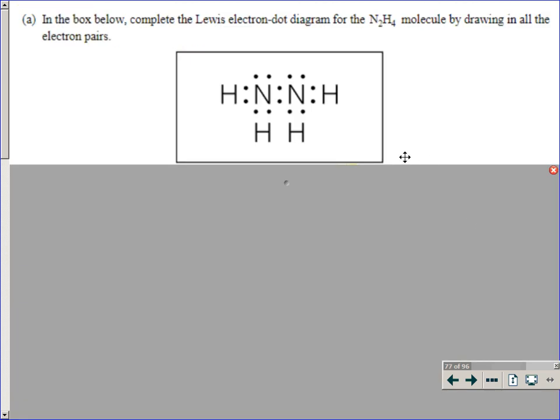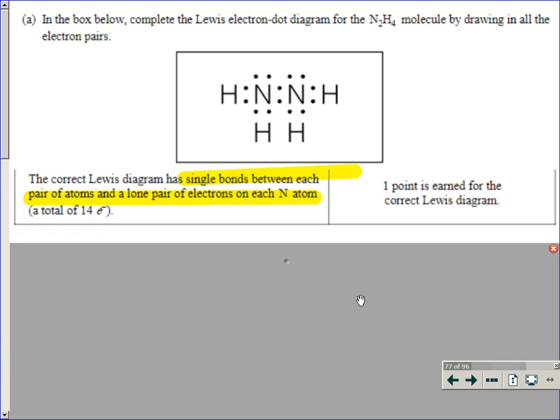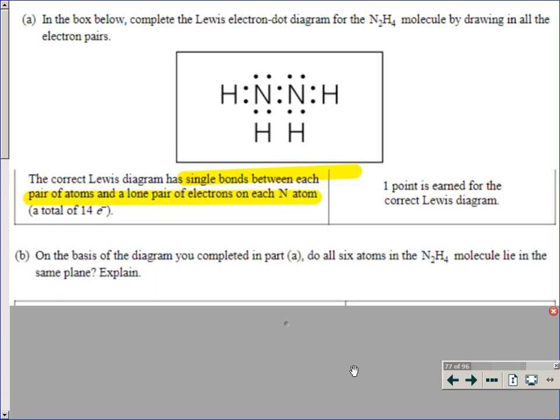Okay. So in the description of the answer keys, you'll notice everything's in dot form, but of course a line is totally appropriate. So everything is single bonded. Single bond between the N and H, single bond between the N and N, single bond between the H and N, and then of course the two hydrogens here. You have two lone pairs on those nitrogens. 1 point. 14 valence electrons if you were counting.